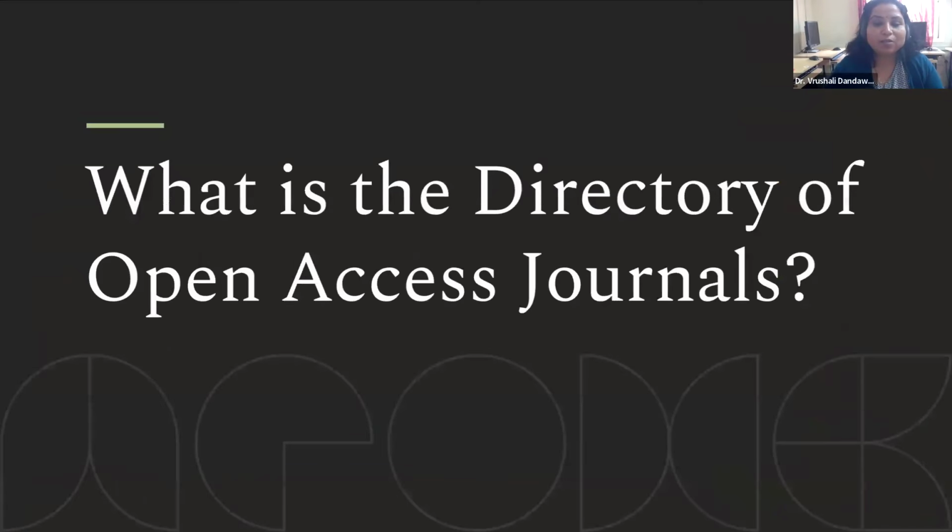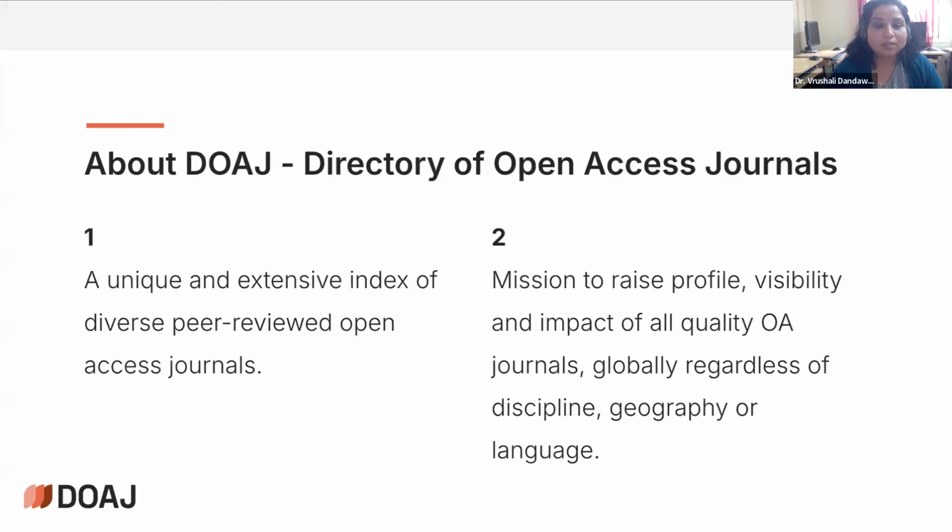So what is the Directory of Open Access Journals? It's a unique and extensive index of peer-reviewed open access journals, and our mission is to raise the profile and visibility of quality open access journals, regardless of any discipline, geography or language.